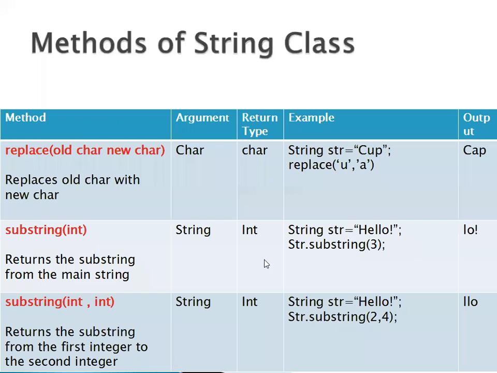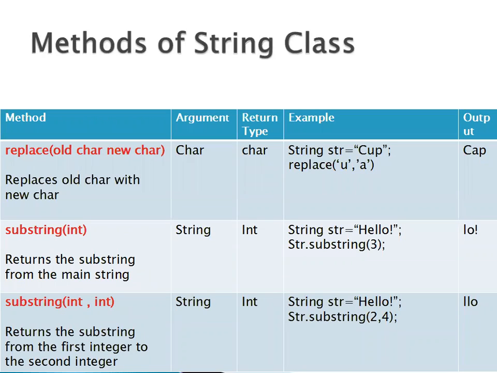If I'm passing two parameters, substring int, int. Two parameters always indicate the first parameter is the starting position of the index, meaning from where I have to start fetching the string, and where to stop, 4. See, two parameters are given.